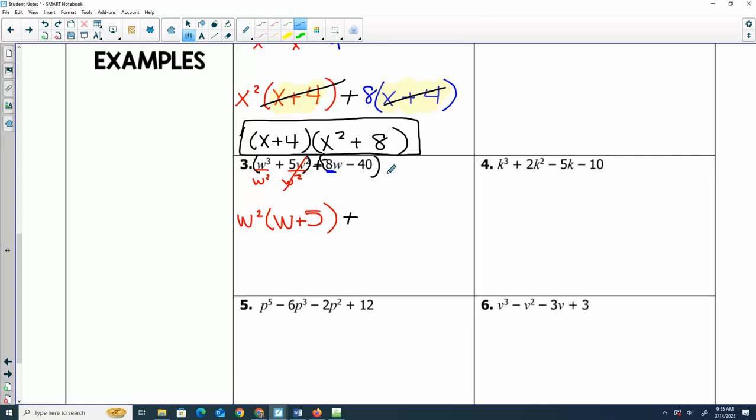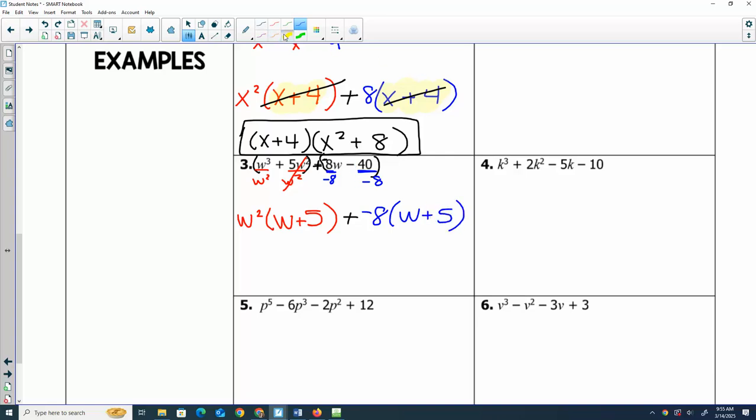-8w and -40. I want my parenthesis to match this other one, so I need it to be a positive w. So I would have to divide this by a negative. If it was a minus before, it's always going to be a negative number that you're taking out here. So -8 is what I'm taking out. -8w divided by -8 is w. -40 divided by -8 is positive 5.